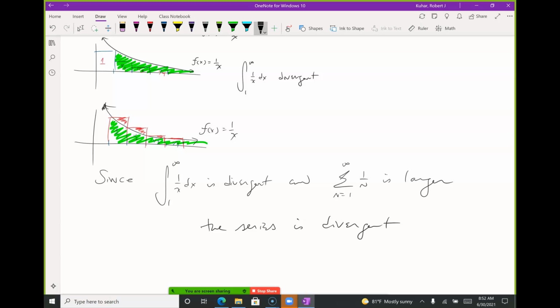That's simple. If I find a function that is the x world representation of my series, and then I check the convergence or divergence of that function using an integral: if my integral converges, the series converges. If my integral diverges, the series diverges.